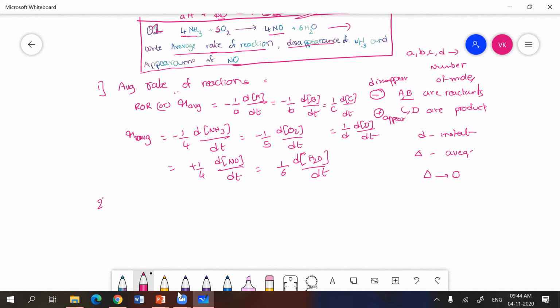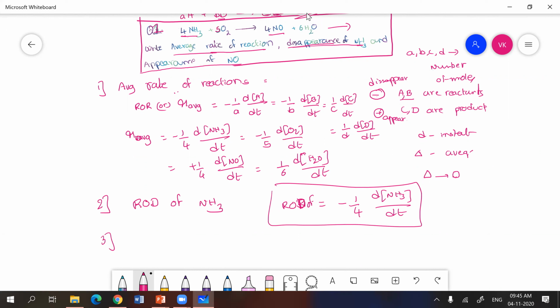Next, the second one: rate of disappearance of ammonia. How to find this? The rate of reaction can be equated to any of the reactants or any of the products. If you are taking a reactant, you have to use minus; if you are talking about a product, you have to use plus. So minus 1 over 4 change in concentration of ammonia with time. This is the rate of disappearance of ammonia.